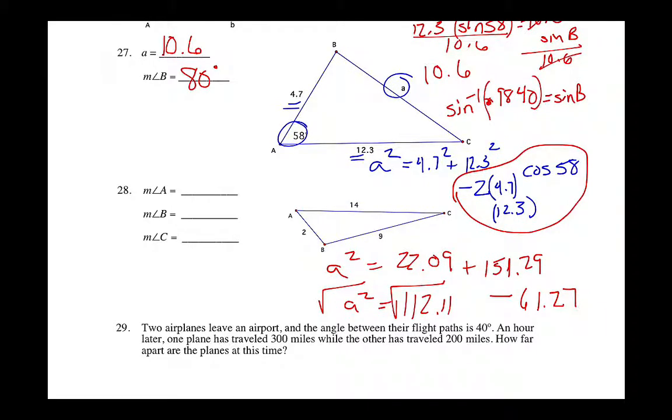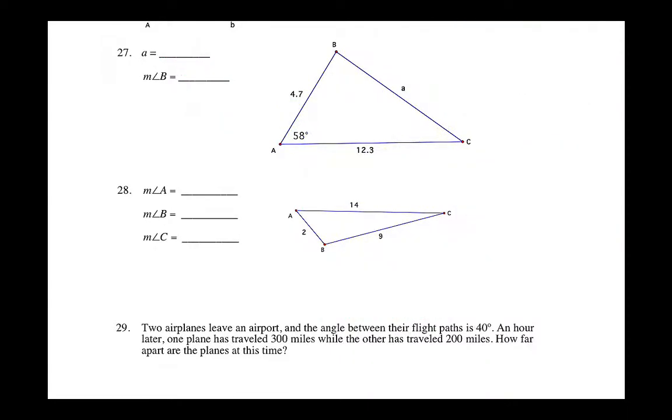In problem number 28, you have a side side side relationship. So let me put this on the bigger page because it gives me a little bit more room to work. So we've got sides of 2, 14, and 9. Well, 2 and 9 only add up to 11, which is not bigger than 14, so this is impossible. But that doesn't help you, so let me give you an example that is possible.